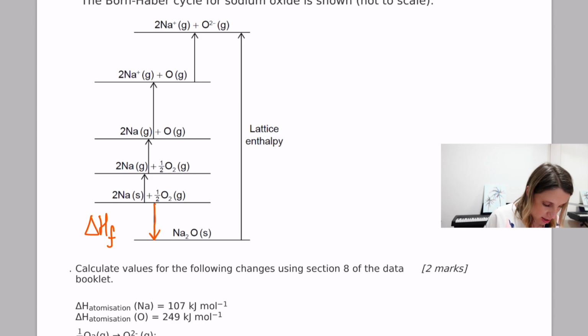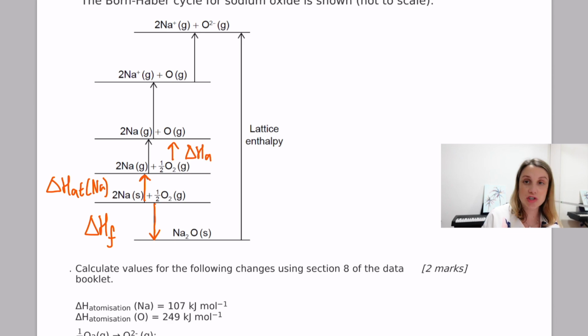So if you look here, you can see that the sodium is going from solid to gas. So that's the delta H atomization for sodium. And then in the next step here, you can see that it's the oxygen that's changing. And this is actually the delta H atomization for oxygen. So it's going from its standard state as molecular oxygen in gaseous form to just oxygen atoms in the step above.